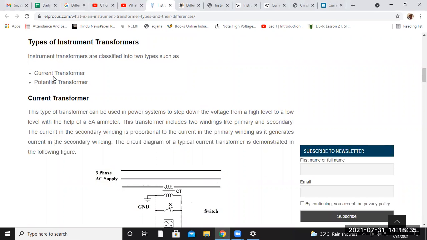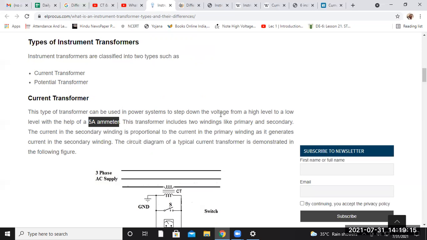Now, the types of instrument transformer are given as the current transformer and the potential transformer. Now, what is a current transformer? You can see that it is explained here. This type of transformer can be used in the power system to step down the current from a high level to a low level with the help of a 5 ampere ammeter, because current is always measured through an ammeter. That's why we have used the ammeter here.